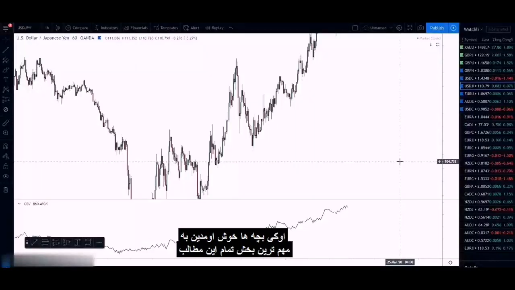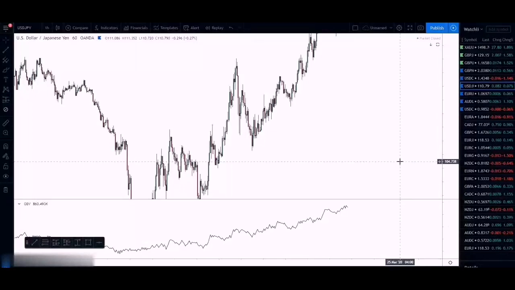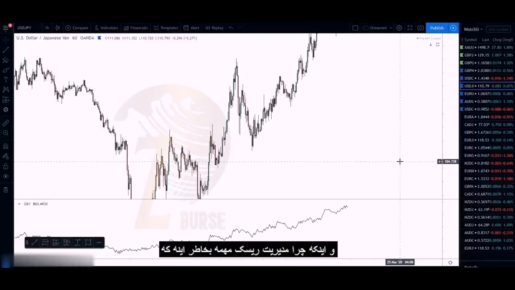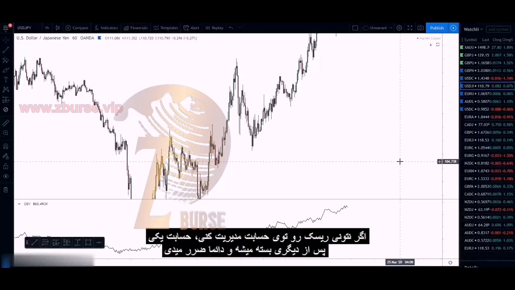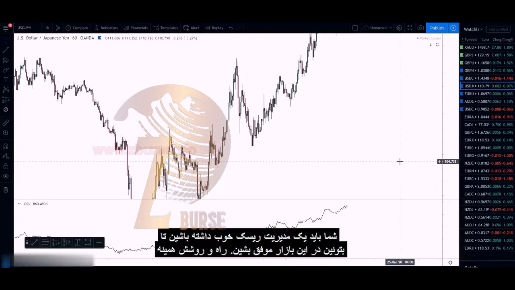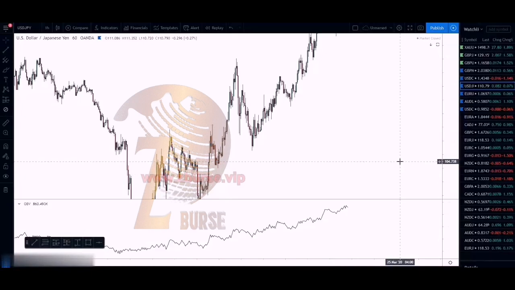Alright guys, so welcome to the most important part of all of this. This is risk management. And why is risk management so important? If you cannot manage risk on your account, you're going to blow account after account and you're going to keep on losing. You have to have good risk management to succeed in this industry. It's just the way it is, okay?